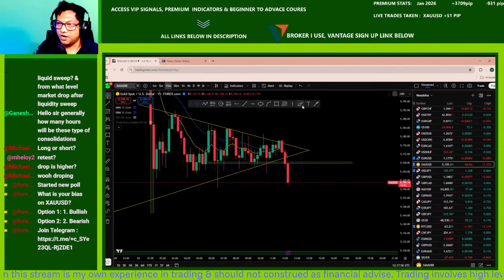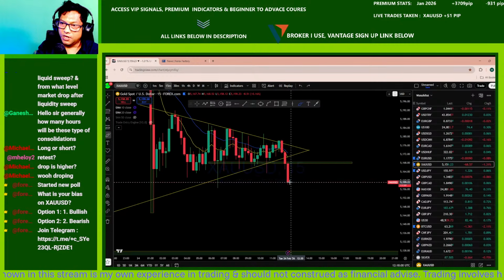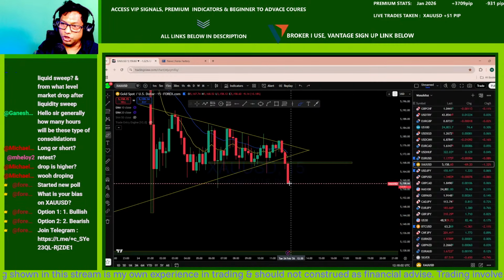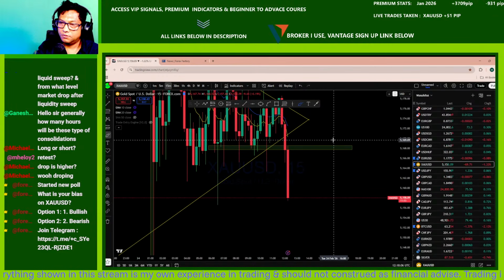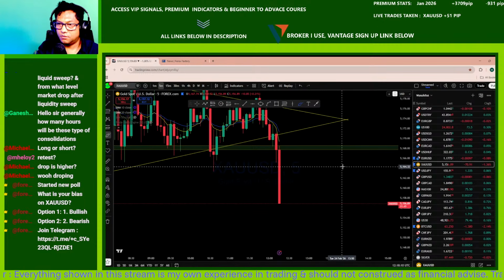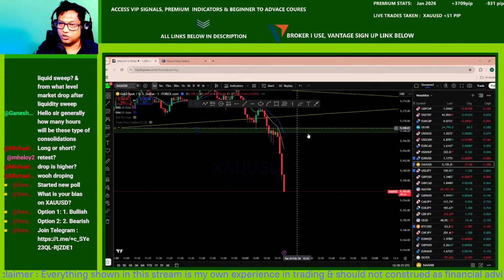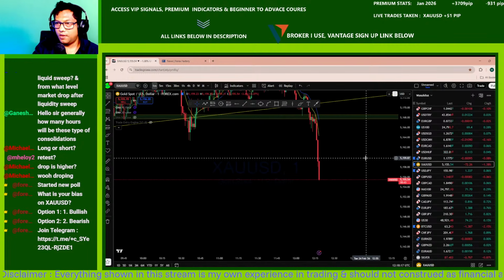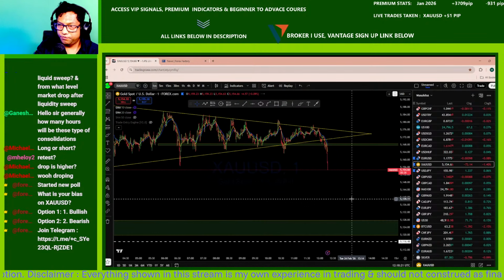So with this breakout here that you can see, there is a liquidity sweep and the market has dropped. That's where you could see the market continue to drop back below to the support level. And it's an entire drop here, entirely broken back below.